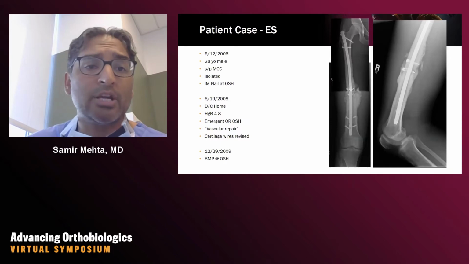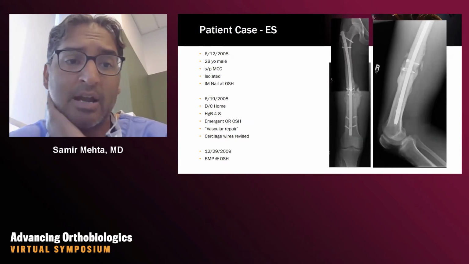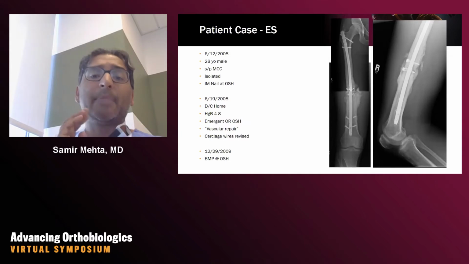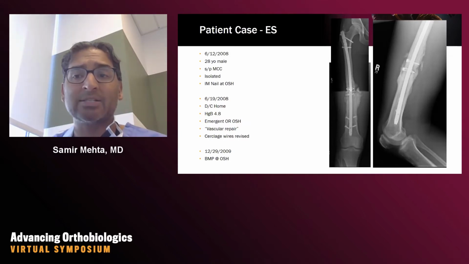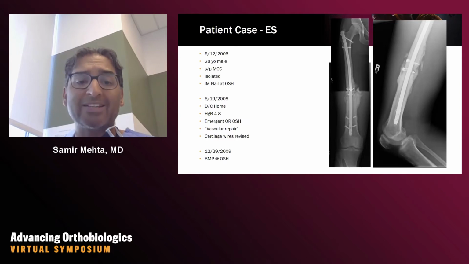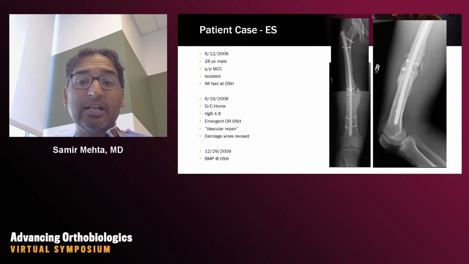This is a gentleman who was injured back in 2008. I didn't treat him initially. He was treated in an outside hospital after a motorcycle crash with an intramedullary nail device. He went home with a low hemoglobin, and it turned out that he was bleeding from his fracture site, and he was taken back to the outside hospital for an emergent vascular repair where they did additional surgery to him. And then he went back again about a year and a half later because he wasn't healing, and they put BMP into his fracture site to see if they could get him to heal.